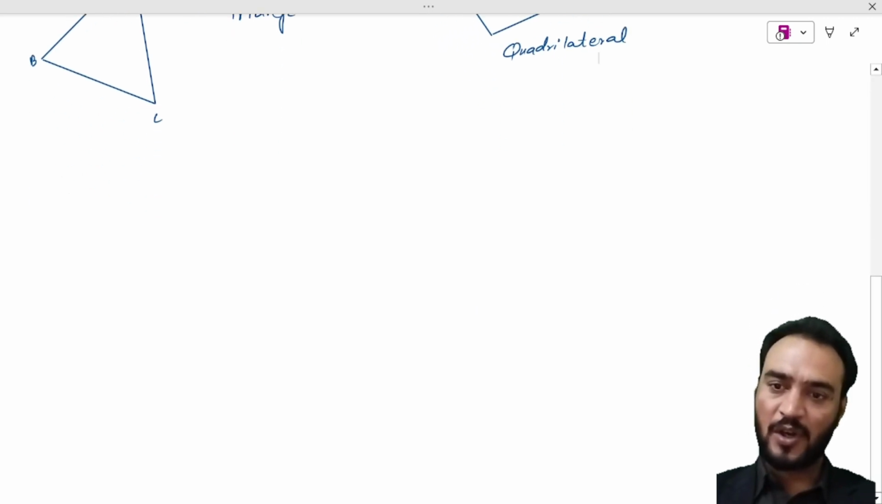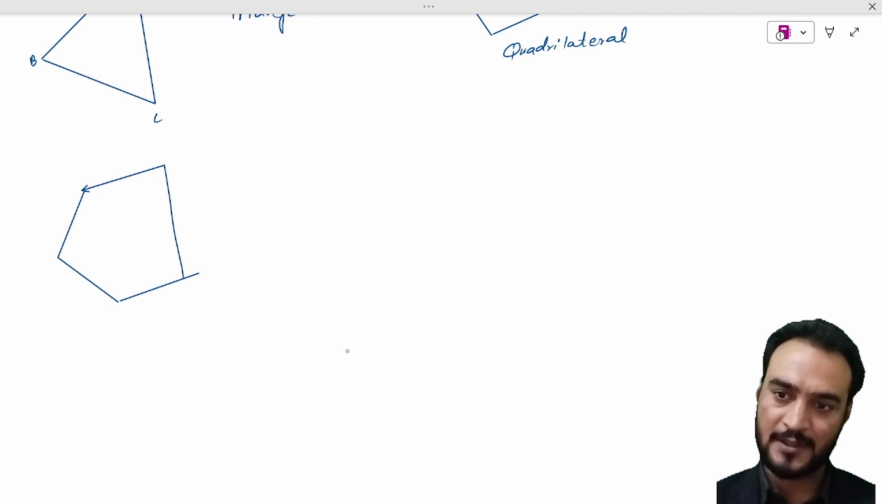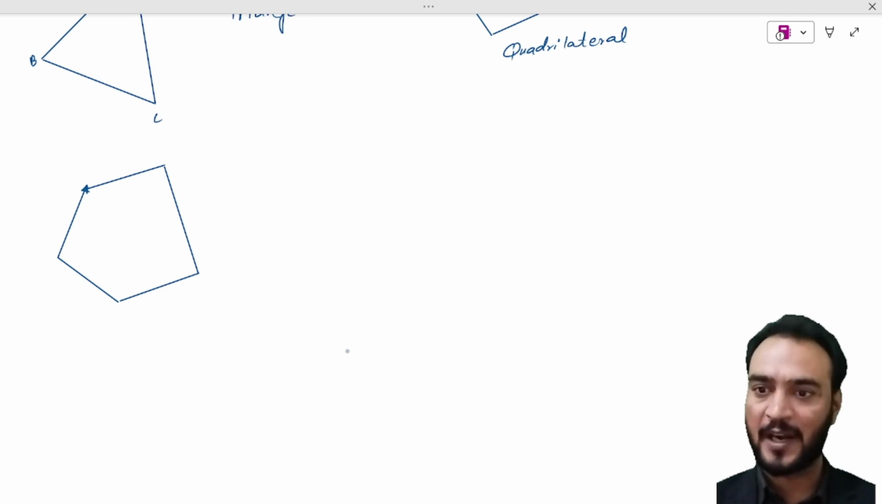And we have the polygon with more than four sides. That is the polygon with five sides. One, two, three, four, and let's say this is the fifth side. A five-sided polygon is called pentagon.